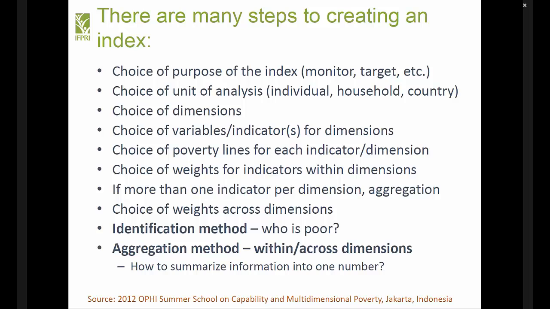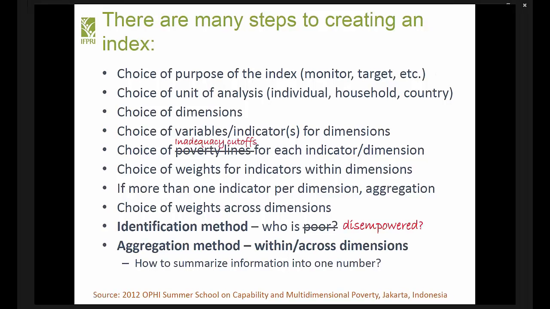So there are two aspects. All of these inform two very important aspects of calculation. One is the identification method: who will we consider poor? All of this determines who ends up being empowered and who ends up being disempowered. And within and across dimensions, how do we then summarize the information for every person so that we come up with a way out? That's what we call the aggregation method. Okay, so these are the two things we'll focus on for the rest of this section.